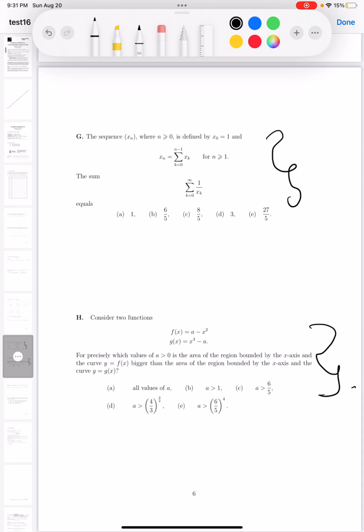So consider two functions, f of x equals a minus x squared and g of x equals x to the fourth minus a. For precisely which values of a greater than 0 is the area of the region bounded by the x-axis and the curve y equals f of x bigger than the area of the region bounded by the x-axis and the curve y equals g of x?